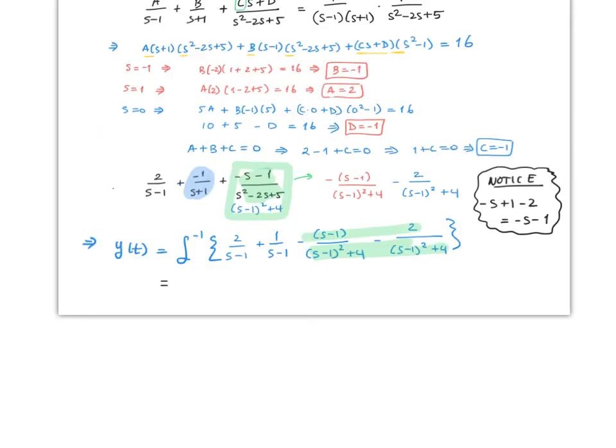All right, so if we use the table, this will be 2 e to the t for the first part, and then plus e to the minus t for the second part. This should be plus, and then minus, this is where the shifting theorem comes in, e to the t cosine 2t for this one, and then finally minus 2 e to the t sine 2t, and that's the final answer.